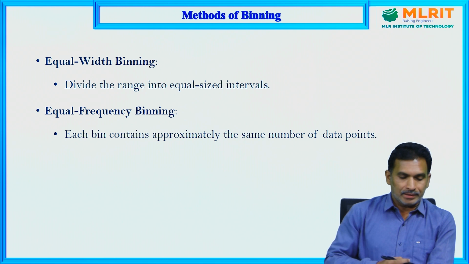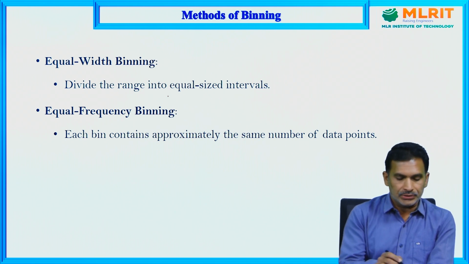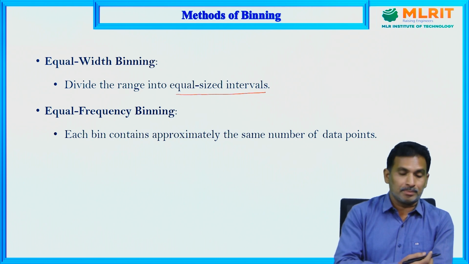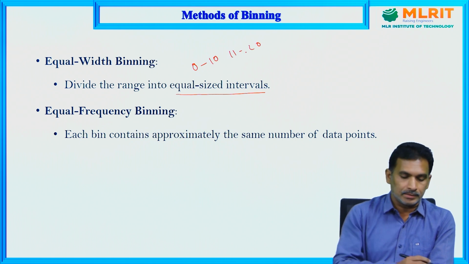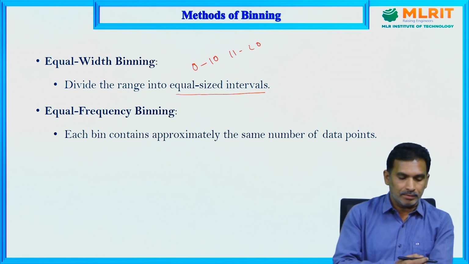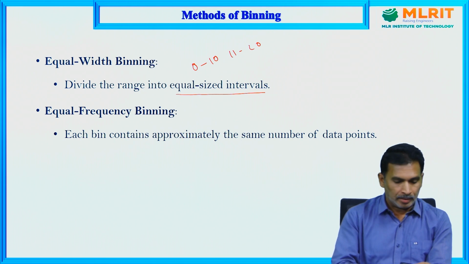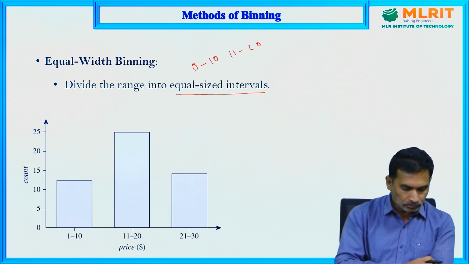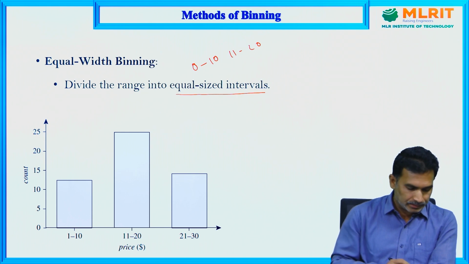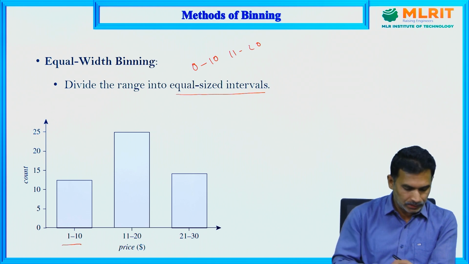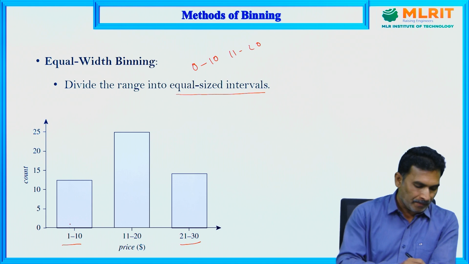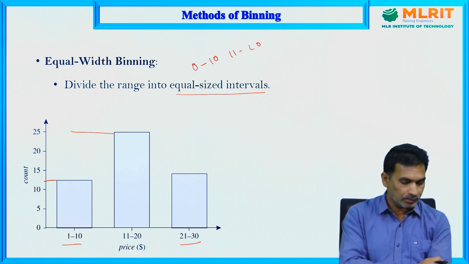In equal width binning, we divide the data range into equal size intervals, like the previous slide we have seen. It could be age or some other values, like 0 to 10, 11 to 20, like that. So this equal width binning will divide the range into equal sized intervals. You can also see here in the same example, the prices and the count. Here is one interval, 1 to 10, 11 to 20, 21 to 30, and for 1 to 10 what is the frequency, and for 11 to 20 what is the frequency, then similarly 21 to 30.